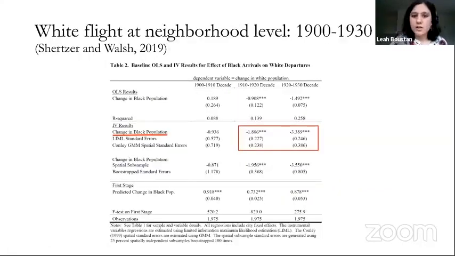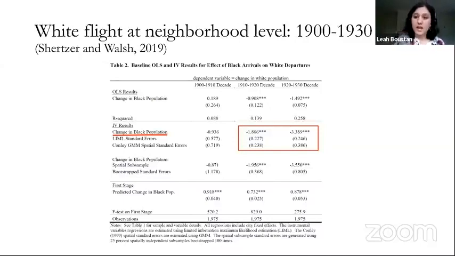So I also want to highlight some new work by Allison Schertzer and Randy Walsh. They're using a very similar research design and they're looking at this earlier period, 1900 to 30, which I had said, well, there's a lot of collective exclusion going on during that period, but there's also white flight. And so these two things kind of mix and they occur at the same time. What's nice about the Schertzer and Walsh paper is that they're actually able to look at Black entrants into your neighborhood, not just into your center city.